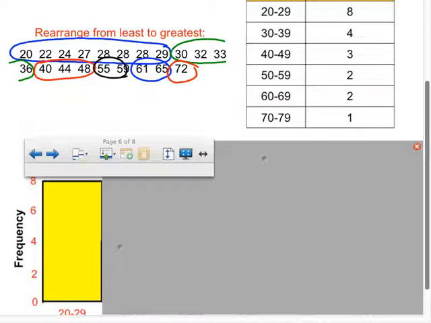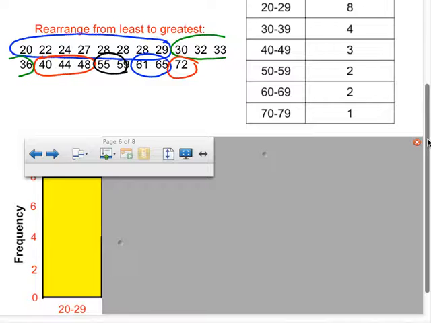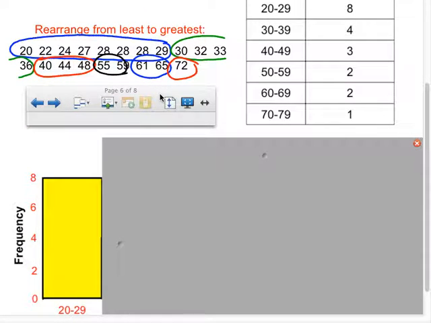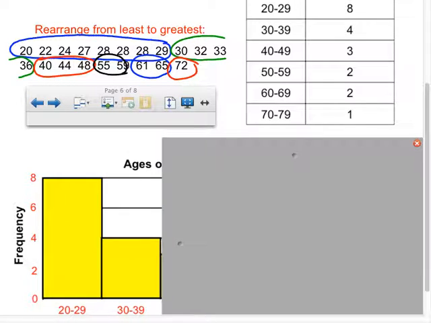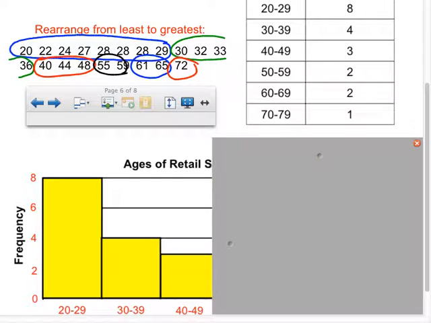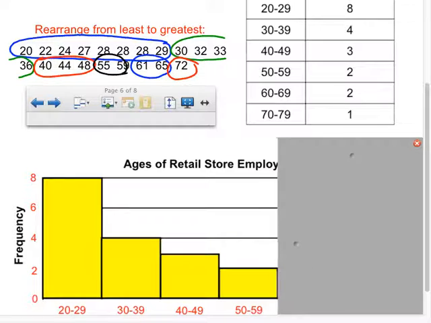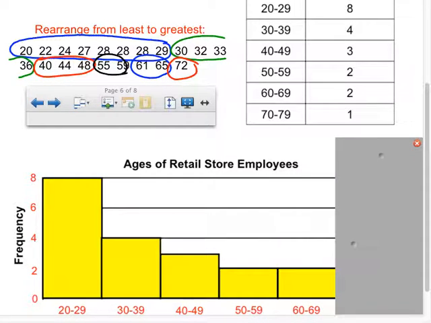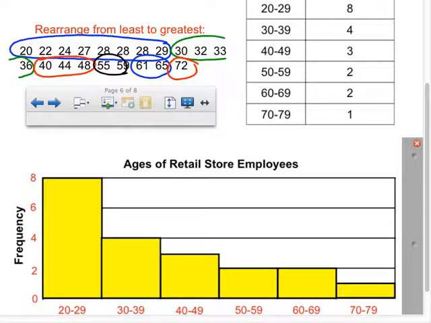So my first bar, from 20 to 29, we see that we have 8. And you see from my y-axis, that's the frequency. So my bar goes up to 8. For the interval from 30 to 39, we have a frequency of 4. So my bar went up to 4. And notice there's no gaps between the bars. Are we good? For my 40 range, we have 3. 50s, you said 2. 60s, we said 2 again. In the 70s, we said 1.